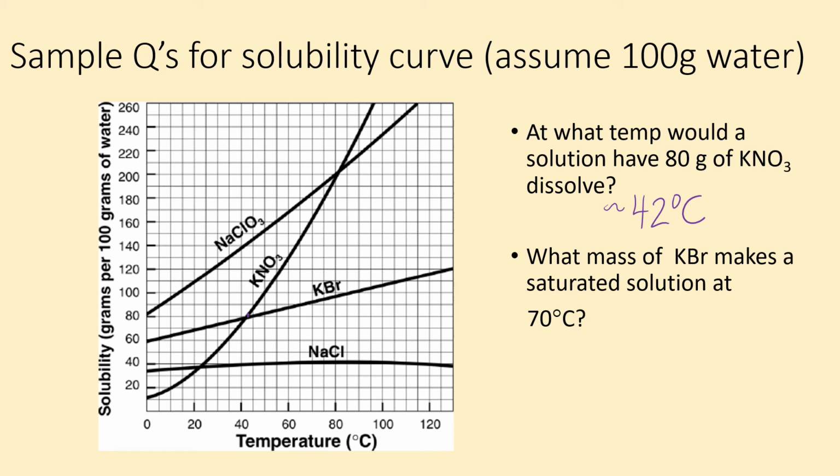Okay. What mass of KBr can saturate a solution at 70 degrees? So let's find 70 degrees here, and this time it's KBr. So here's 90. We're at about 90 grams of KBr would make a saturated solution at 70 degrees Celsius.